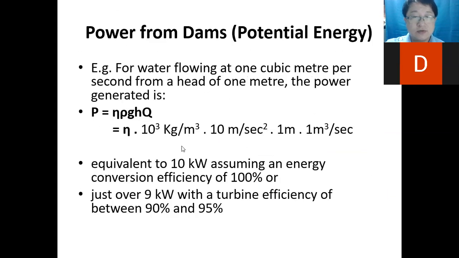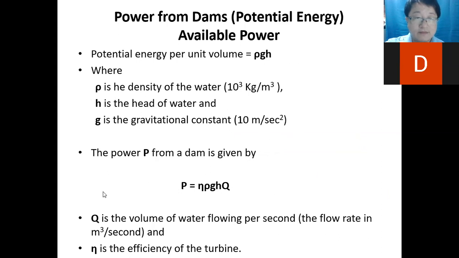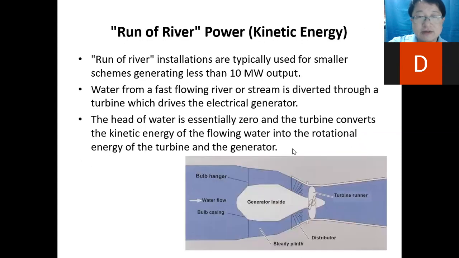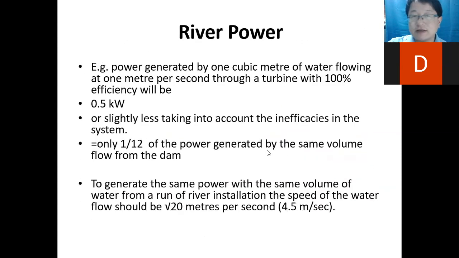Here, 1 meter, and then this is the flow rate, and because they don't have this g, the gravity term, this 10, you can see that the power is not that high. Okay, the power is only about 1/12 of the power of the same volume of flow from the dam.